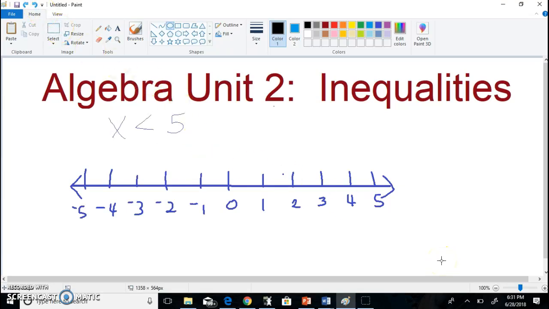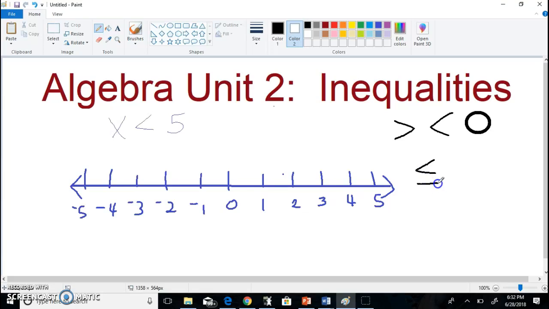Okay, before we do that though, let me just go over a couple other basics. If you have a less than, then you are going to find the number that you're trying to graph, the inequality number, whether it's less than or greater than or whatever than. And you are going to put an open circle on it if it's less than. If it is greater than as well, you're going to put an open circle.